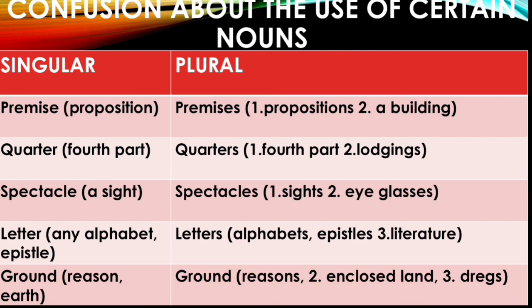Ground, we have reason, and earth. Grounds, sorry, I missed out the s there. Grounds: reasons, enclosed land, and dregs. Dregs are the stones and particles sunk to the bottom in a liquid, that is dregs. So these are some nouns which have different meanings in singular and in plural.